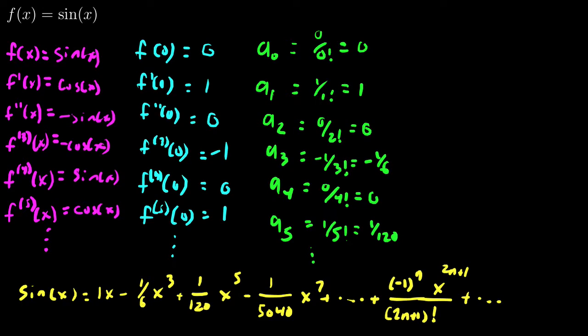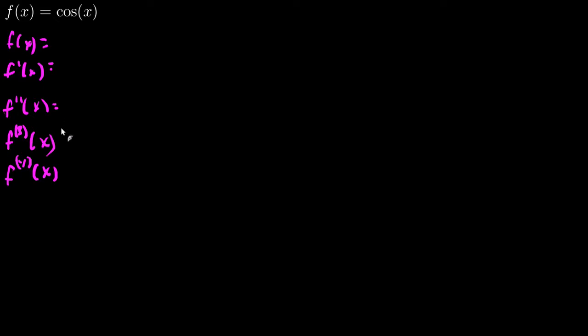All right. So similar work for cosine. I'll reduce it down a little bit. So I need all of these. So f of x, f prime of x, f double prime of x, the third derivative of x, the fourth derivative of x. And this should be enough to see the pattern for this one. Again, keep on going to see the pattern.